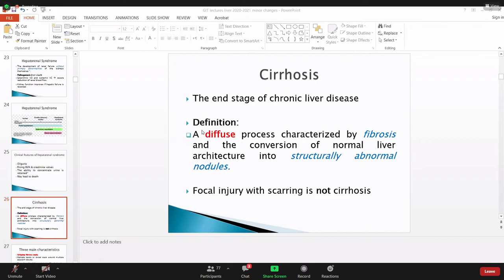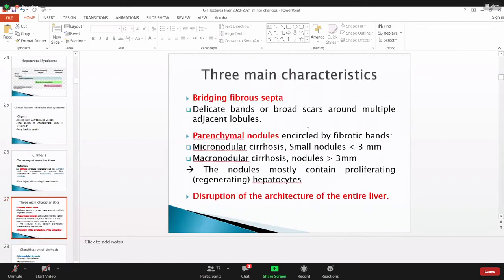It has to be diffuse. The whole liver has to be affected to call it cirrhosis. There are three main characteristics, and all of the features have to be there for me to call it cirrhosis. There has to be bridging fibrosis, bridging meaning connecting between portal tract and portal tract, and the portal tract and the central vein. So there is fibrous tissue between the portal tract and central vein.